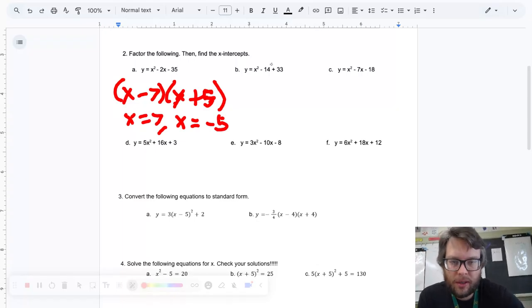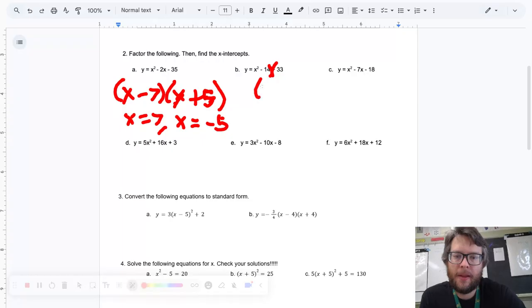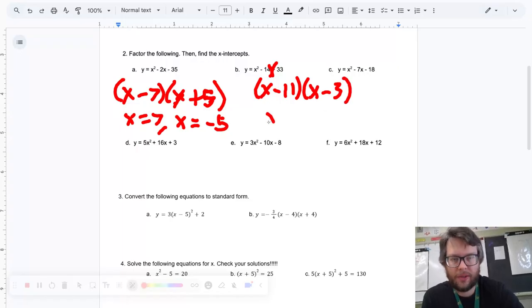This middle one here is missing an x. There should be an x on that. So we're going to pretend there's an x on that. So this is going to be x minus 11 times x minus 3, because negative 11 plus negative 3 is negative 14. Negative 11 times negative 3 is positive 33.